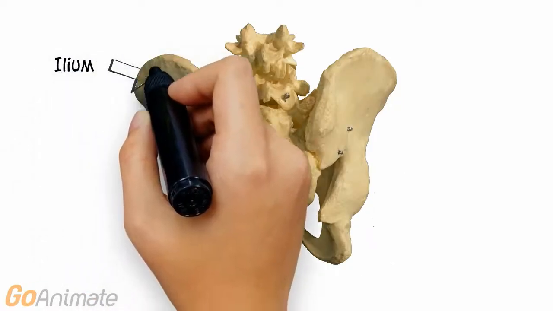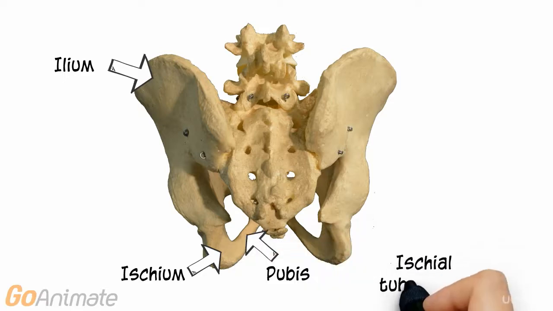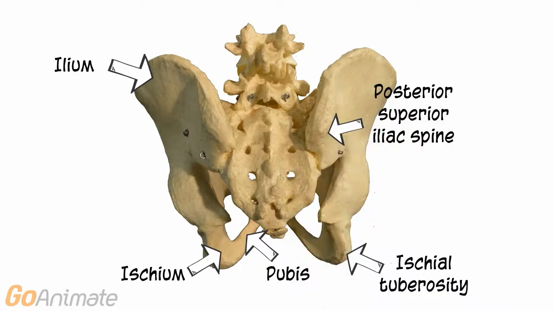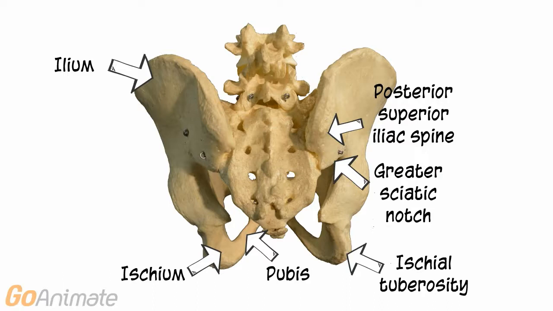Here is a picture of the posterior pelvis. Again, we see the ilium, ischium, and pubis. Here is the posterior superior iliac spine. The ischial tuberosity is a site of attachment for the hamstring muscles. This groove is called the greater sciatic notch.